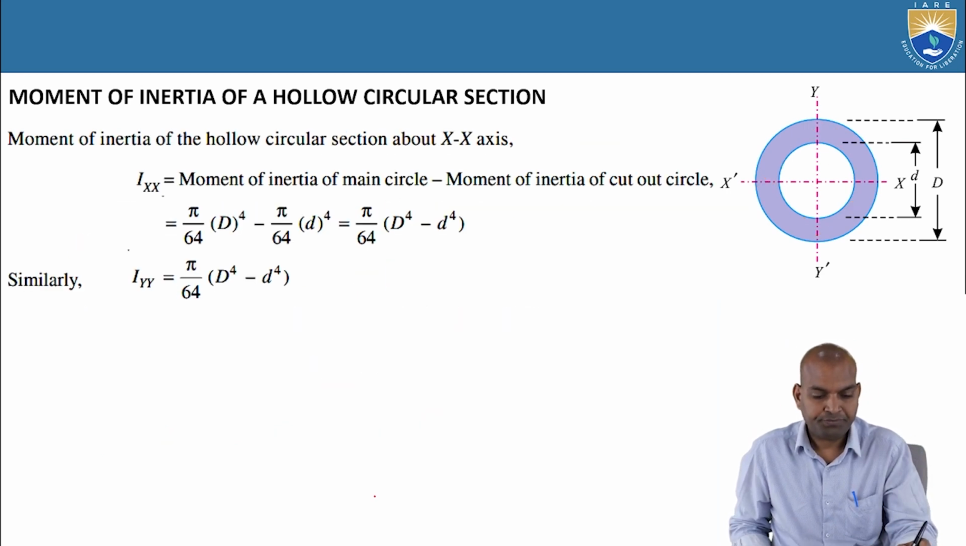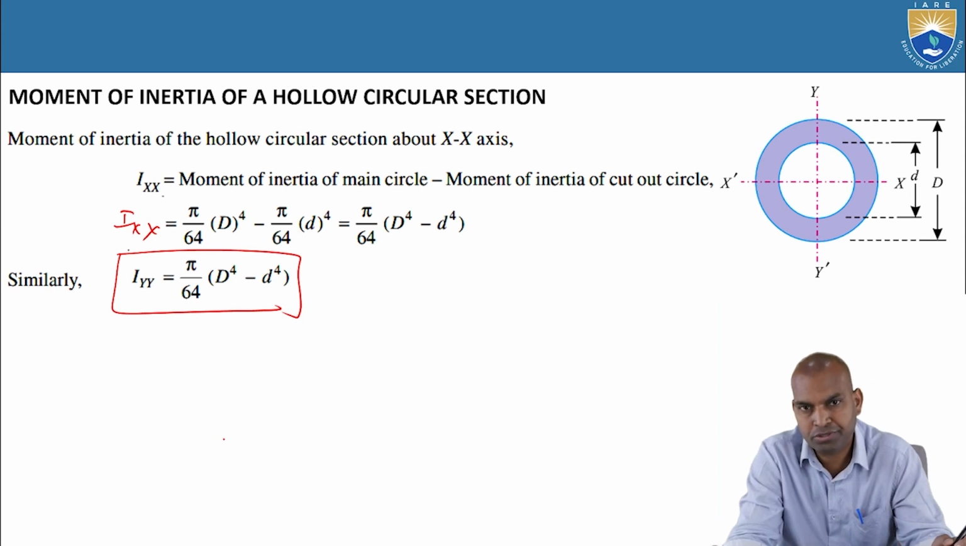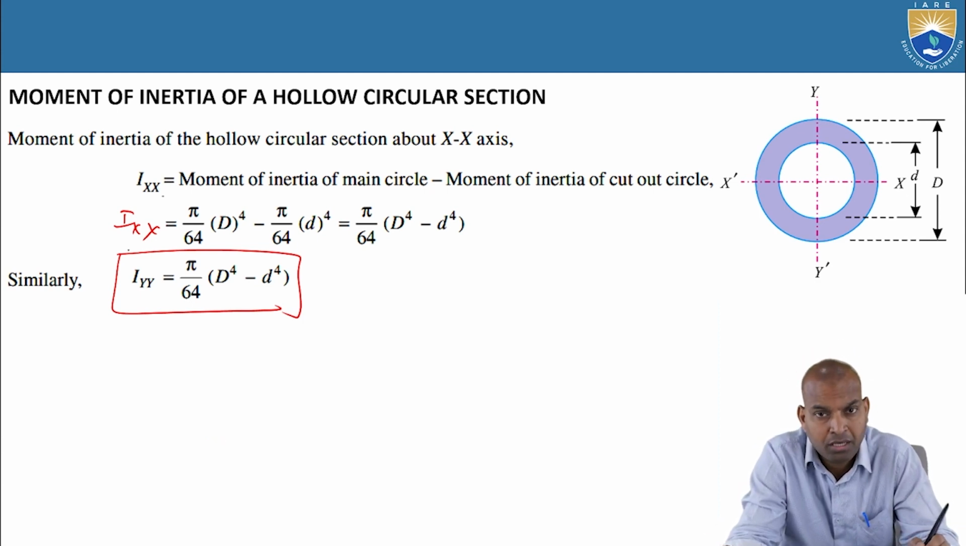Okay, and this is the final. Here, if we understand carefully, Ixx is equal to Iyy. This is exclusively for circular sections, both solid and hollow circular sections of beams.